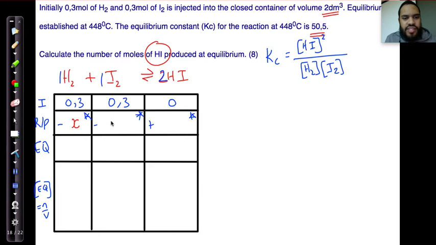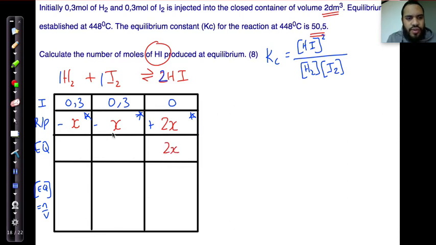This variable on this side is also x, because 1 is to 1. And then on this side, whatever I have here, I need to double it to get to this side. So that's going to be 2x. Okay. Now you simply tell me, what must this row going across here be? That's 0 plus 2x, which is just 2x.